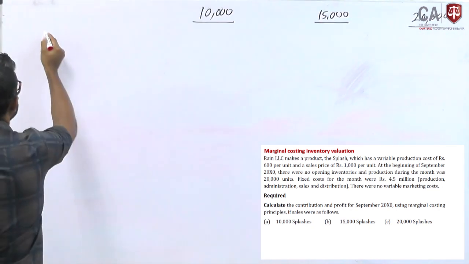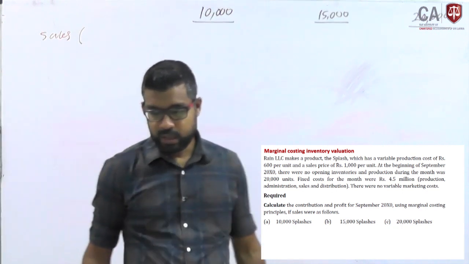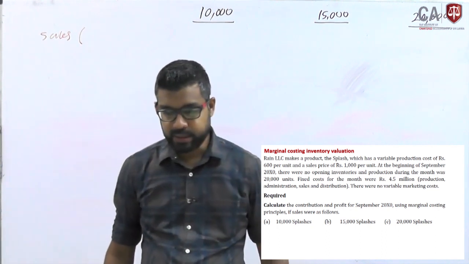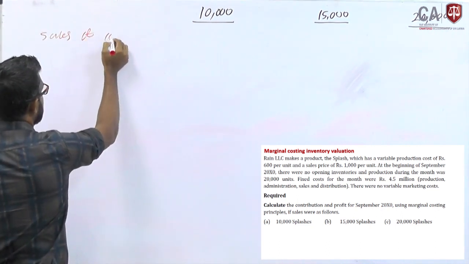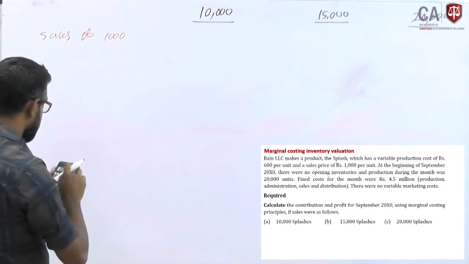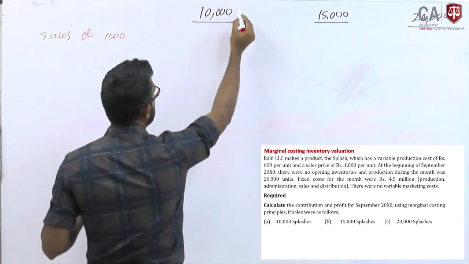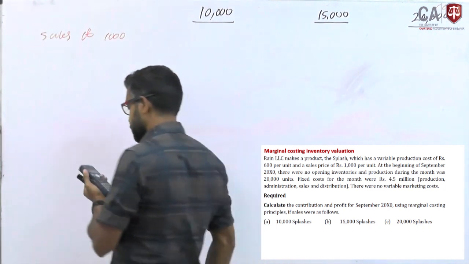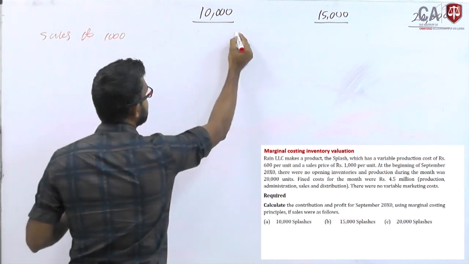What are the sales? These are the sales levels, right? Selling price per unit 1000, so 1000 into 10,000. I will work this out in thousands, so all these numbers are in thousands. Sales 10,000.